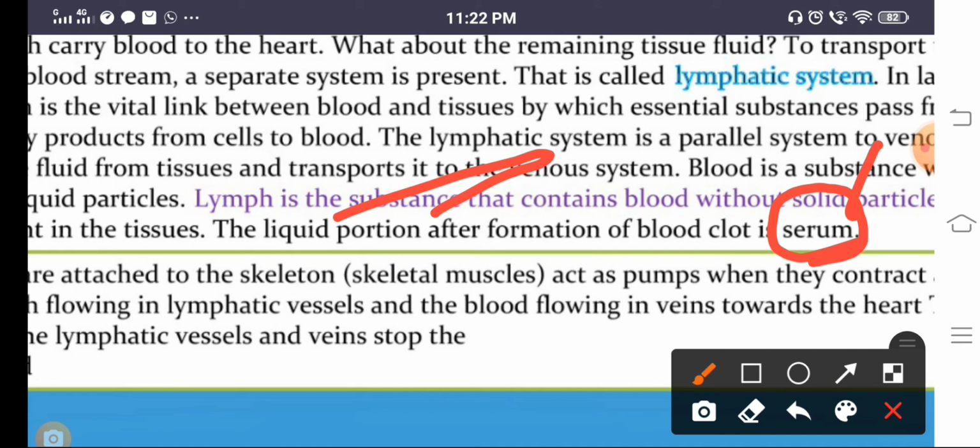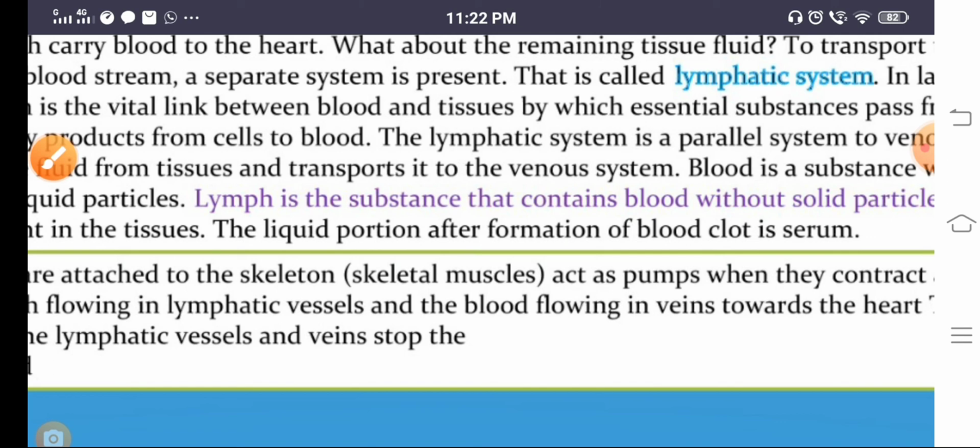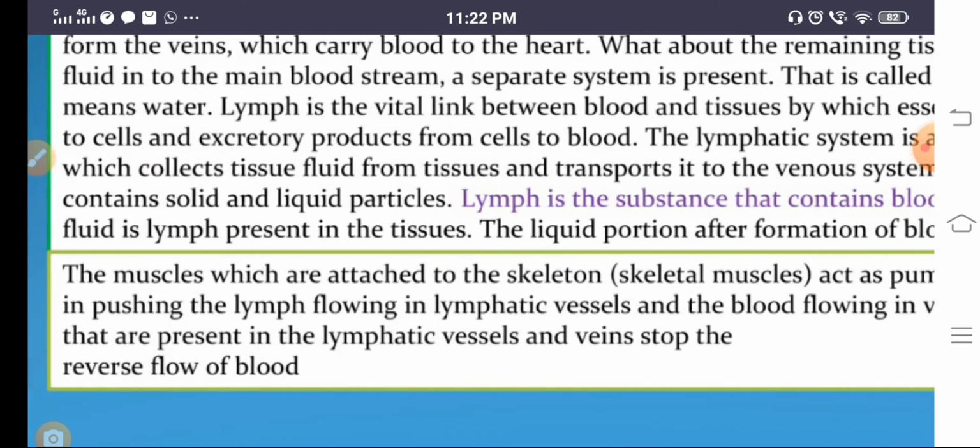Another part is plasma. It is the liquid part of the blood obtained before clotting of the blood. So when the blood is live, when the blood is liquid, then we obtain the plasma. What is the major difference between plasma and serum? Plasma is the intercellular fluid which we can see in the blood, and serum we obtain after clotting of the blood.